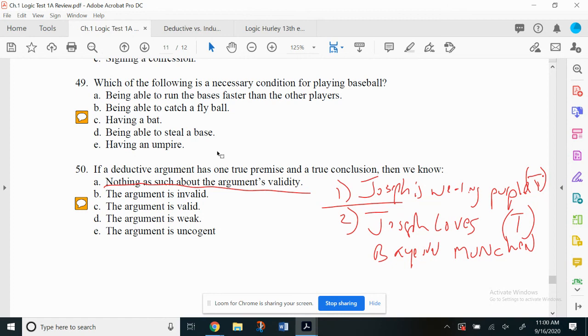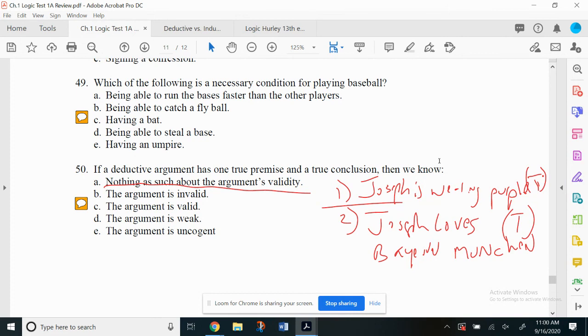So it says, if a deductive argument has one true premise and true conclusion, we know nothing about the argument's validity. I'm giving you an example. I'm giving you a true premise that has nothing to do with the conclusion. Me wearing purple has nothing to do with me loving soccer at all. So even though it could be deductive, they have nothing to do with each other. In order to have a valid argument, it has to connect.